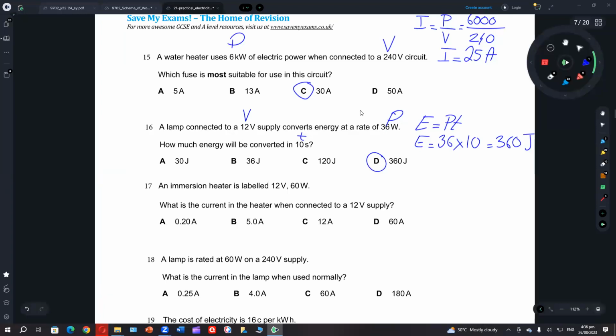An immersion heater is labeled 12 volt and power is 60 watt. What is the current in the heater when connected to a 12 volt supply? The formula P is equal to VI. And when you rearrange it, I is equal to P upon V. The power is 60 and the voltage is 12. So I have done the calculation and I'm getting 5 ampere.